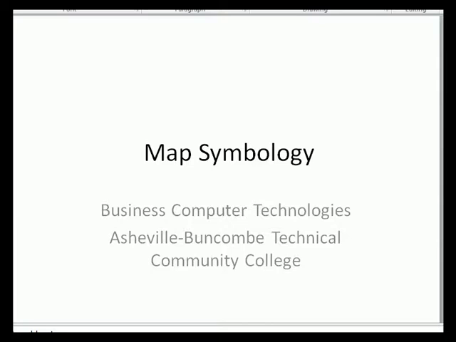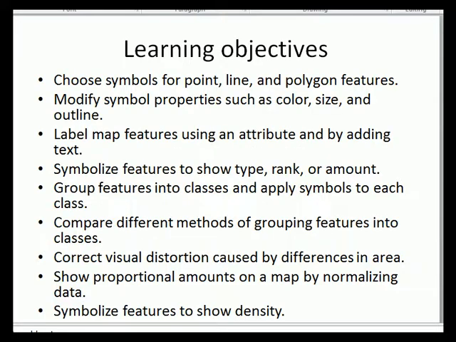Some learning objectives. We'll choose symbols to use for point, line, and polygon features. We'll modify some different properties of symbols, such as color, size, and outlines. We'll also label features on a map using attributes, as well as just by manually adding text to the map. We'll symbolize features to show type, rank, and amount.